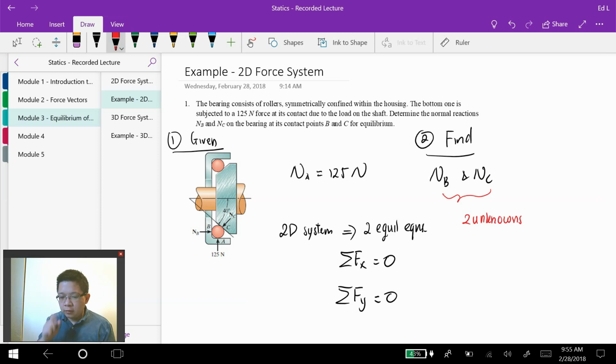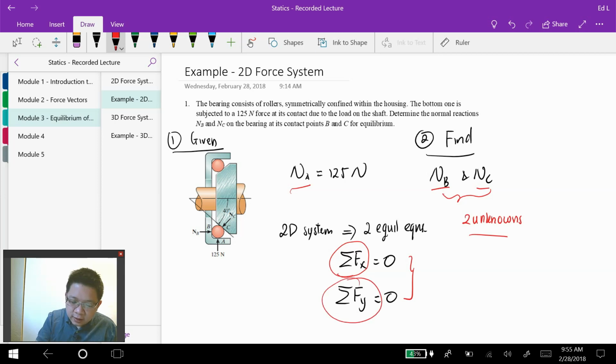The key to solving this problem is that as long as we can write these equations, we will be able to solve for these unknowns. These equations will involve NA, NB, and NC.